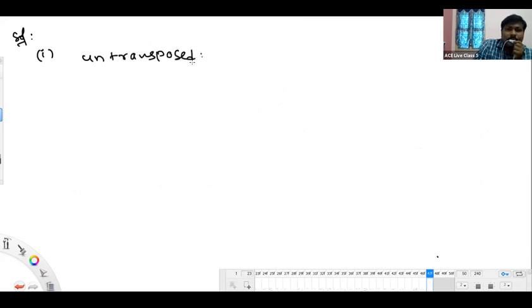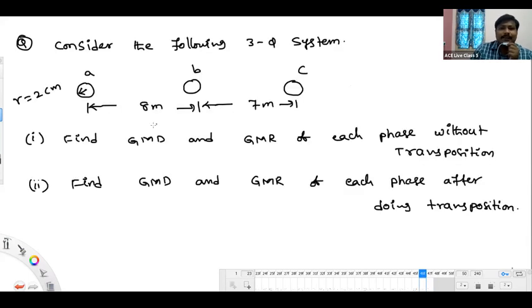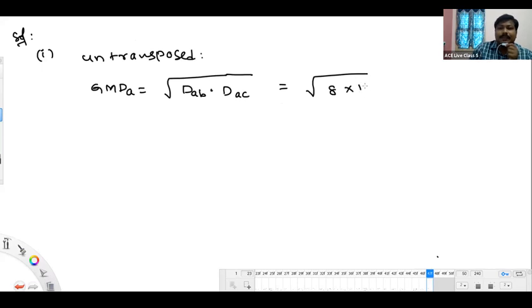Untransposed. Okay. So GMD of phase A is nothing but the square root of the distance between AB conductors and the distance between AC. Distance between AC or CA, both will be the same. What is the AB distance we have? 8. Next, what is the AC distance? 8 plus 7, so it will be 15. So it will come in meters.